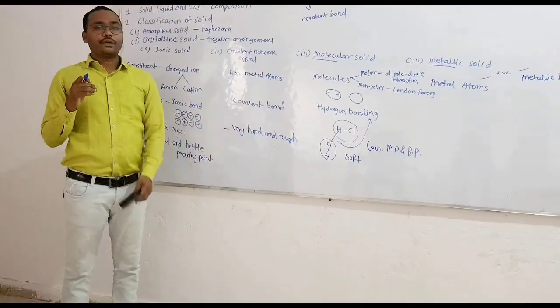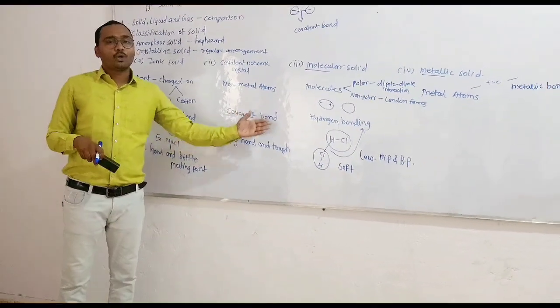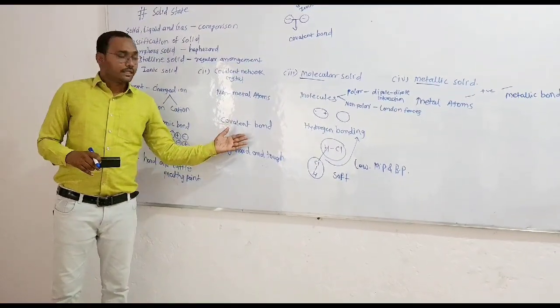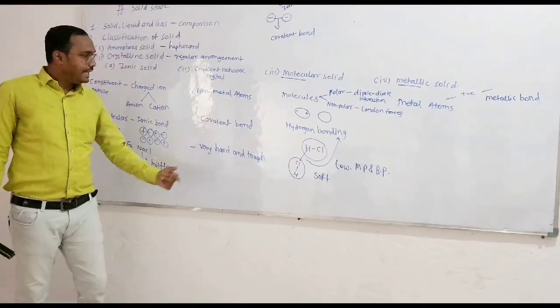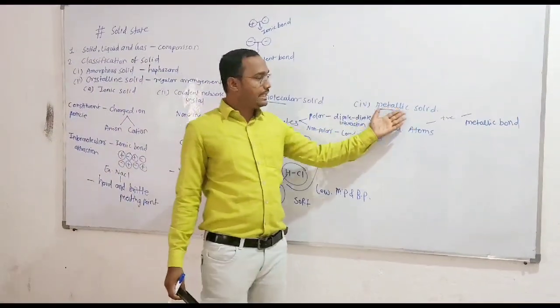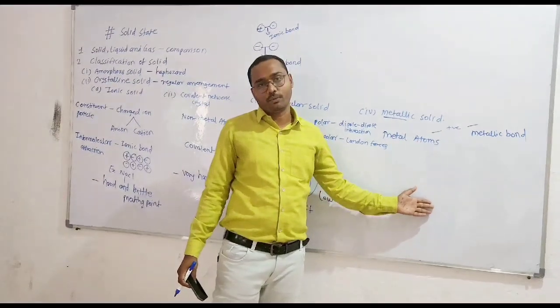Same with the covalent network crystal. Due to strong covalent bonds, it needs more energy to melt. It also has a high melting point. In metallic solid, same, high melting and boiling point.